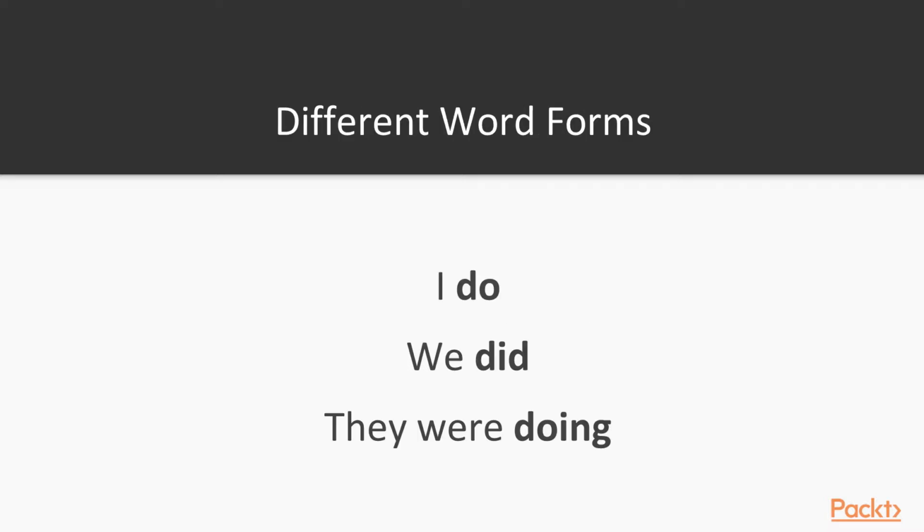And also come across different word forms. I do, we did, they were doing. All of these are different forms due to different tenses of the verb to do. So in some sense, we want to be able to recognize all of these different forms and map them back to a single meaning when they're from the same base word form.